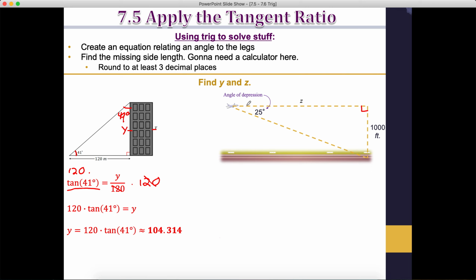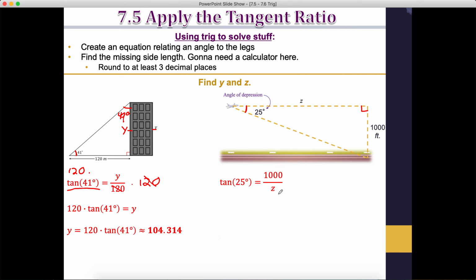So this angle here, 25 degrees, I could do stuff with this. I could say that the tangent of it is equal to opposite over adjacent. The leg opposite is 1,000. The adjacent leg is z. I don't need to worry about the hypotenuse, so I get tangent of 25 equals 1,000 over z. Opposite over adjacent. The way this problem is different from the previous one is that this time our variable is in the denominator.